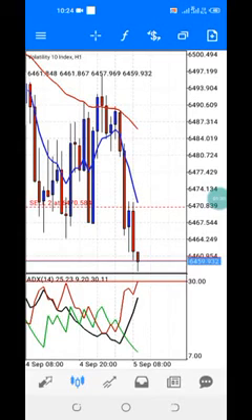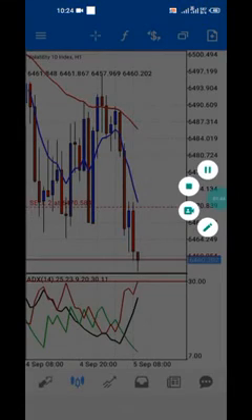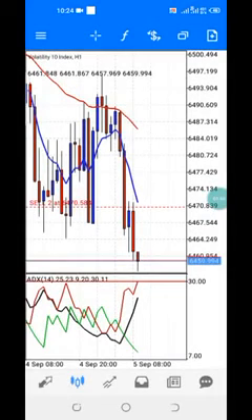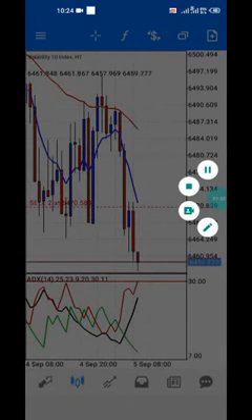On the H1, you can see where I bought at 6470.584, and this is a volatility 10 index on the H1. That was where I took a sell at 6470. I took a sell there exactly at 6470. That was crazy, amazing. So I'm going to show you how I do that setup now.